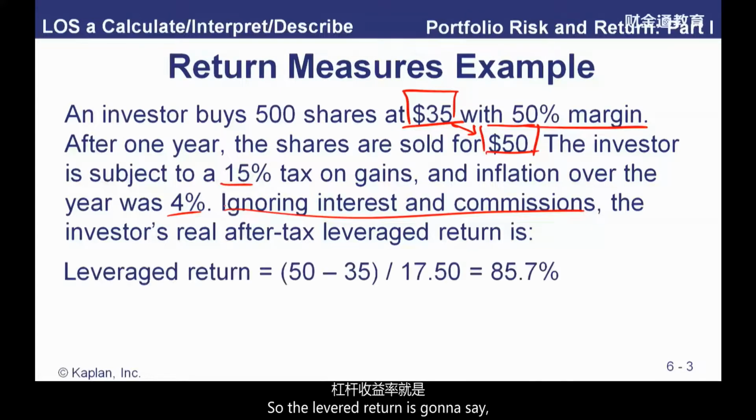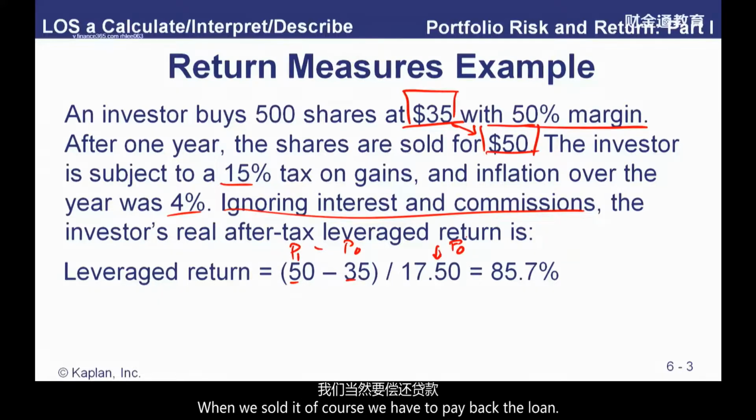So the levered return is going to say, look, we're going to have $50 minus $35. We bought the stock for $35, and we're selling it for $50. So this is nothing but P1 minus P0, right? That's the capital gain. And this is what we're using as P0, right? Because we didn't put $35 of our money into it. We put $17.50 of our money into it because we borrowed the other half, and we're ignoring any interest. When we sold it, of course, we'd have to pay back the loan.